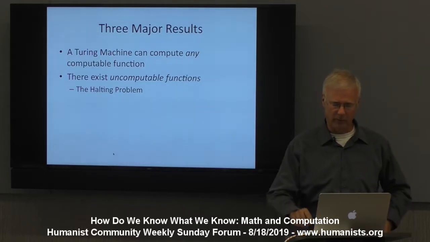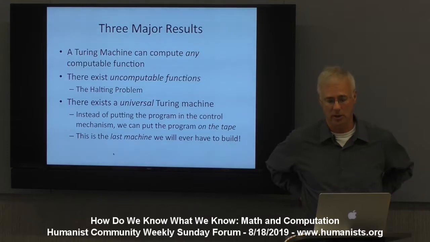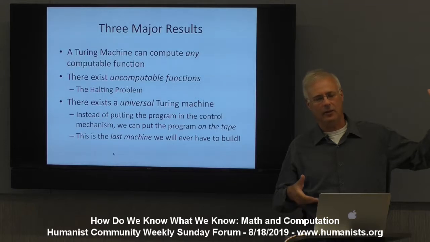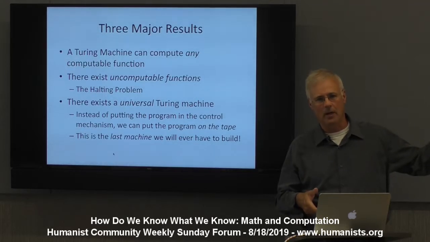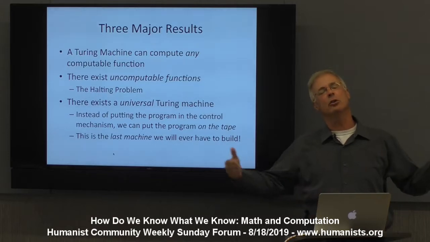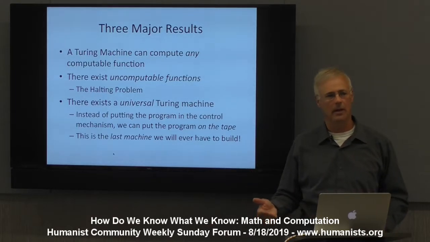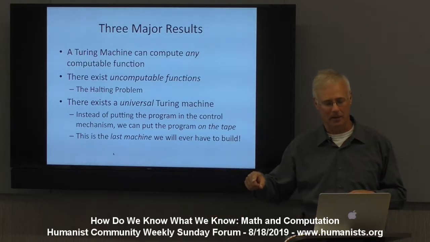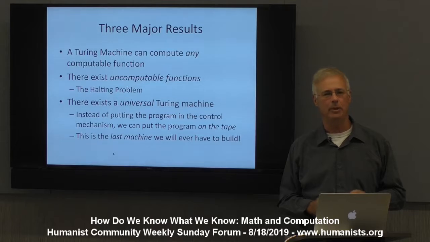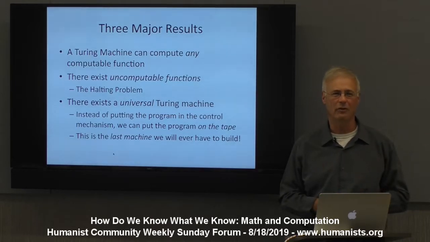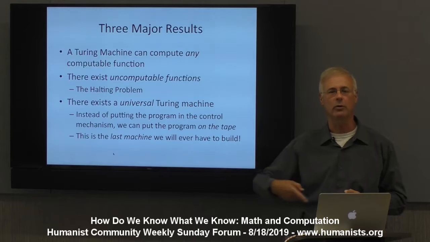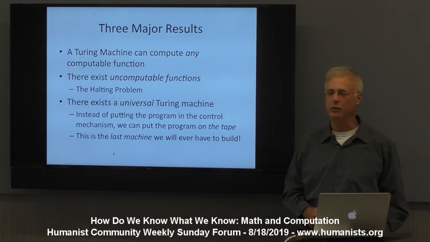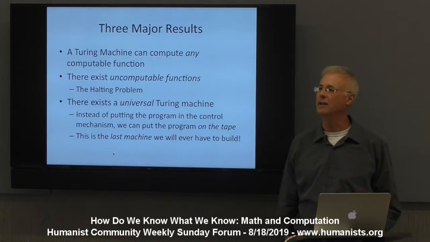And the third, and arguably most important result, is that there exists a universal Turing machine, which is to say that there is a table that you can build that lets this Turing machine with this table do the computation of any other Turing machine with any other table. And the way you do that is you describe the table of the other Turing machine on the tape. So instead of having to build a control mechanism for every problem we want to solve, we can now program this machine just by putting ones and zeros on the tape. And the reason this is important is because if we build this machine, it's the last machine we'll ever have to build.